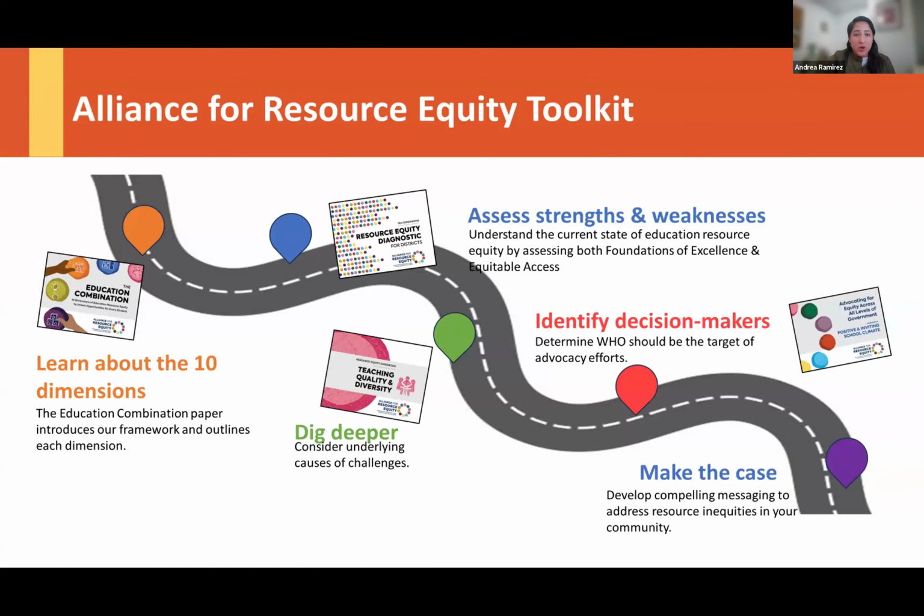And this is just a visual kind of to what Shayna mentioned of what the Alliance for Resource Equity Toolkit looks like. As you can see, ARE has a much larger toolkit that provides a roadmap for district leaders and advocates to work together to understand resource equity, conduct a diagnostic on strengths and equities across the 10 dimensions, dig deeper into potential root causes and actions, and then identify decision makers. And finally, which is what we're doing today, we're making the case and developing compelling messaging to address resource inequities in your specific community.